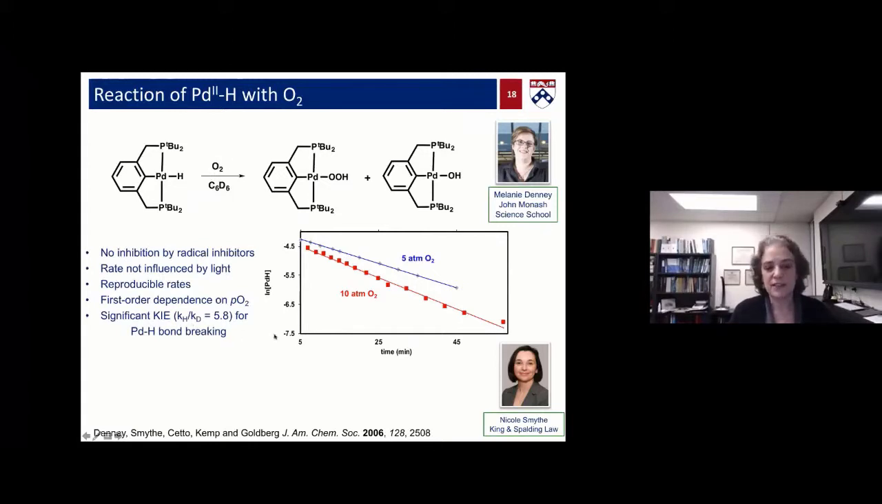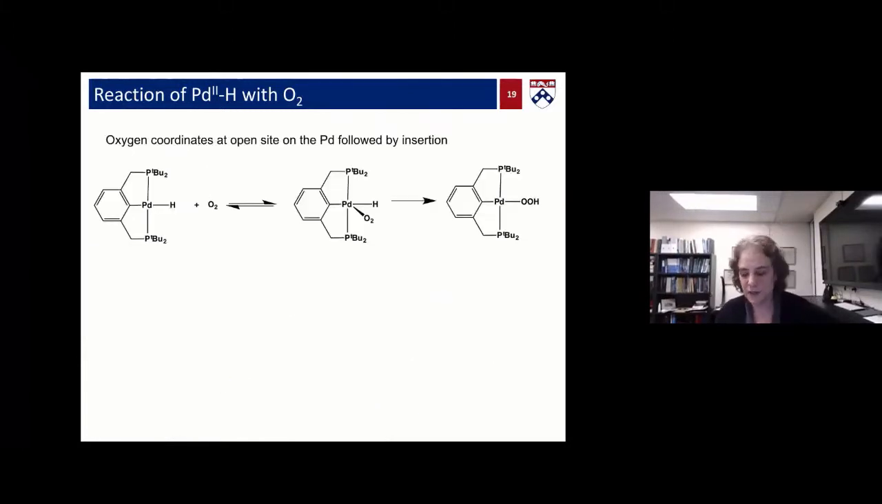We also see a significant kinetic isotope effect of almost 6 for the PdH versus PdD, palladium hydride versus palladium deuteride. This led us to consider, well, first of all, it doesn't have any signs of being a radical chain type pathway. So that left us with a couple of options.